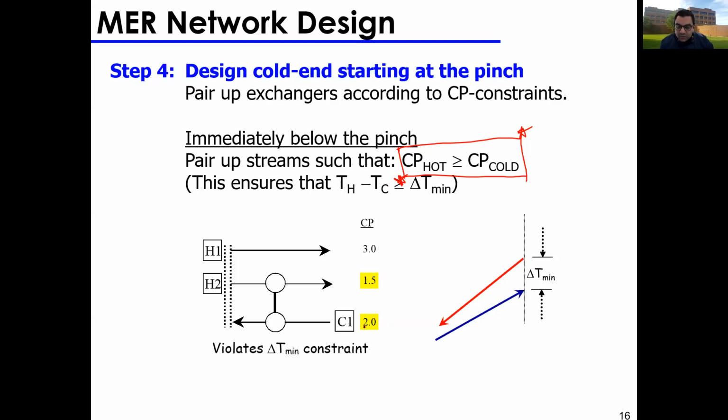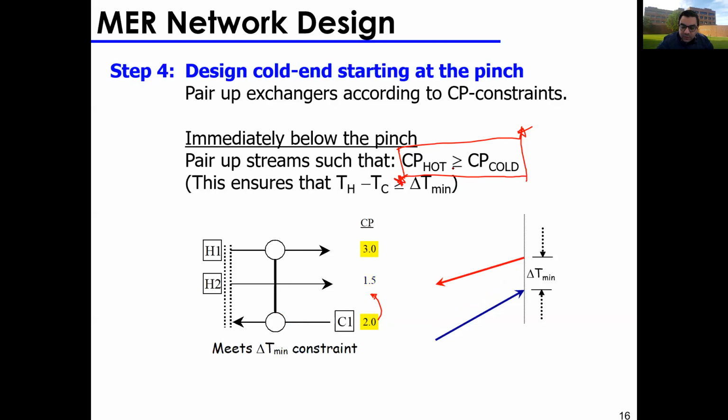So I start with C1, I compare it to the first one here. Is CP hot greater than CP cold? No. So if I make this connection and I look at the flow profiles, I'll find out that it violates delta T minimum constraints. So there is not enough driving force for this connection to work thermodynamically. So this connection is not valid because it violates this rule right here.